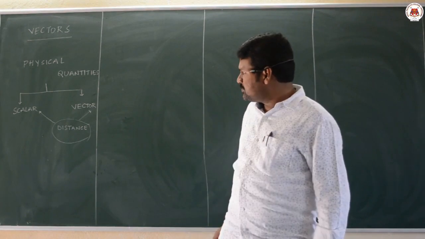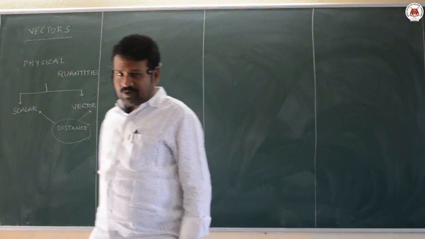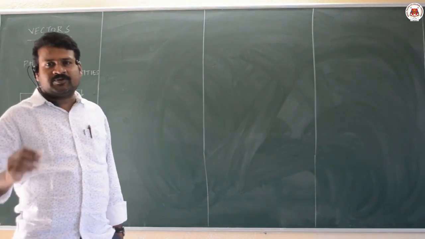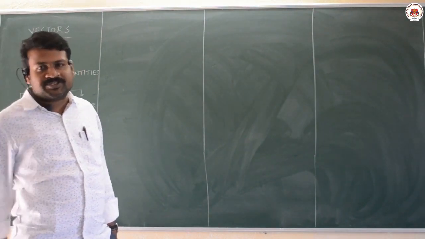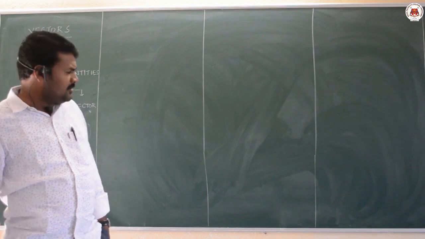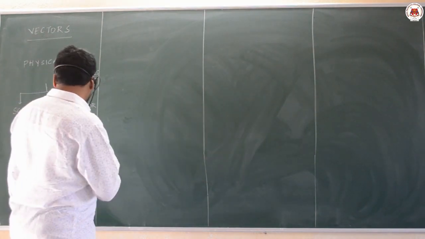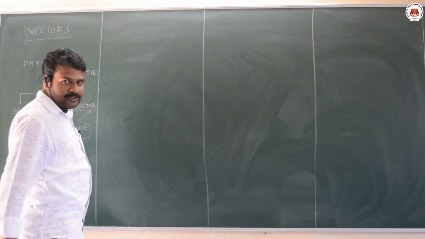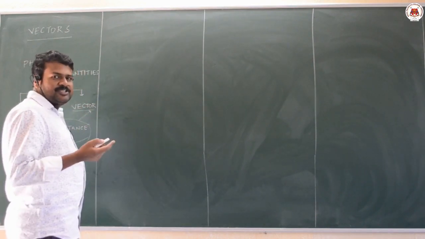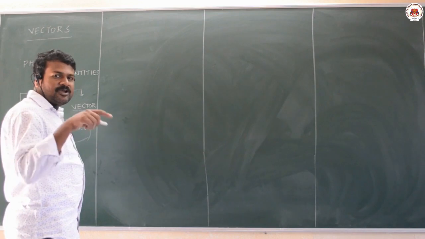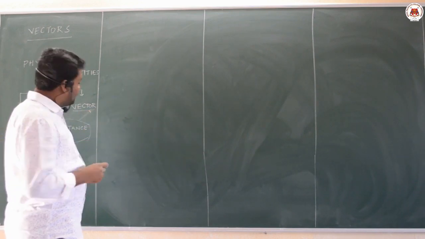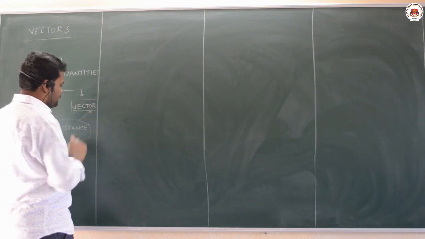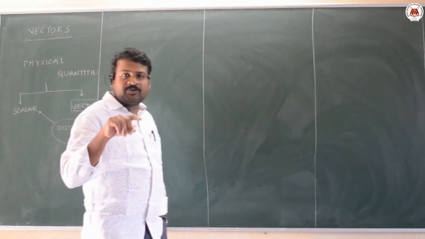It is very simple. The physical quantity which has magnitude and direction and which obeys the vector laws of addition is called a vector. For the time being, you learn that a vector means it should have magnitude and direction. But all the physical quantities which have magnitude and direction are not vectors; that we will explain later. For the time being, just understand that a vector has magnitude as well as direction.